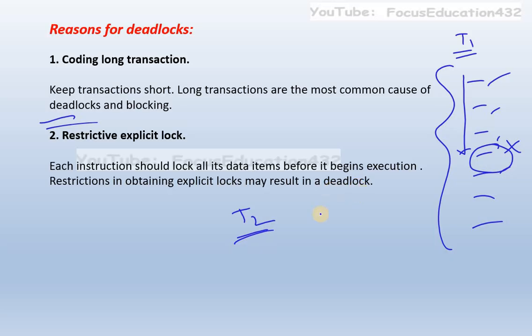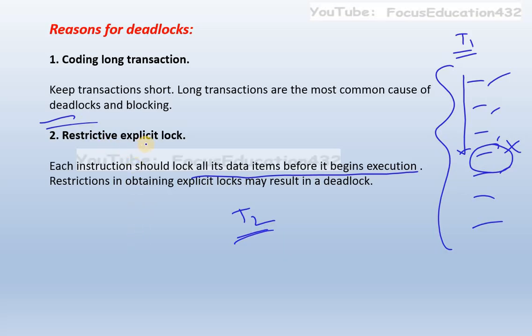Another thing is restrictive explicit lock. That means each transaction should lock all its data items before it begins the execution. So the solution to deadlock is also given here. Long transaction coding is one of the main reasons for deadlock. We have to keep the transaction short. That is the solution. Don't make a very long transaction so that locks and unlocks happen quickly.